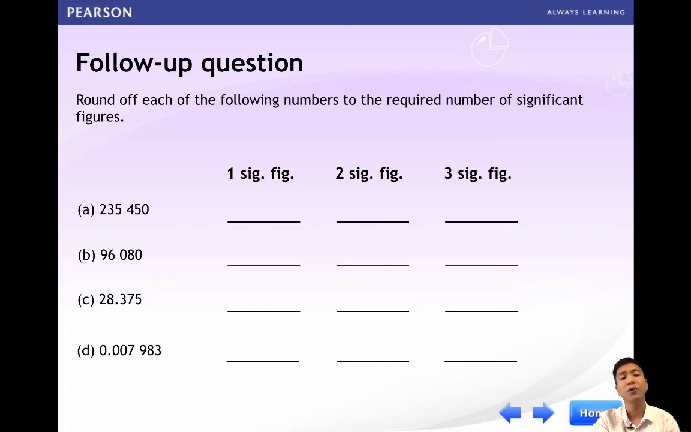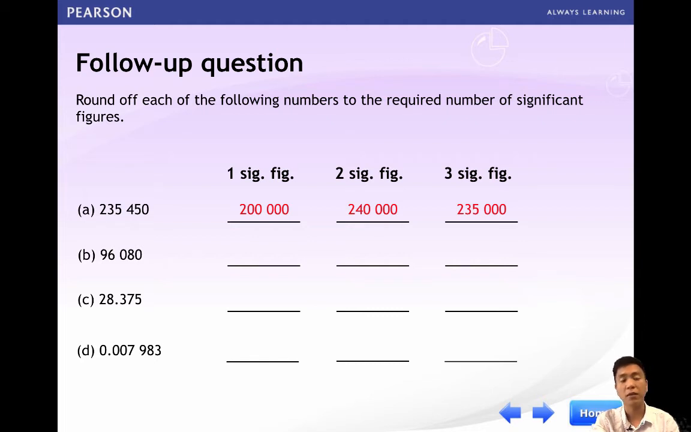Look at part A. The first digit is 2, and the next one is 3, so we only keep 2 for the first digit. The next digits will become zeros, so it will become 200,000. If we want to round off to two significant figures, because the next digits 5, 5 are greater than or equal to 5, we round up 3 to 4, so it becomes 240,000. Next one would be this. For 96,880, for one significant figure, we will round up. So 9 will become 10.